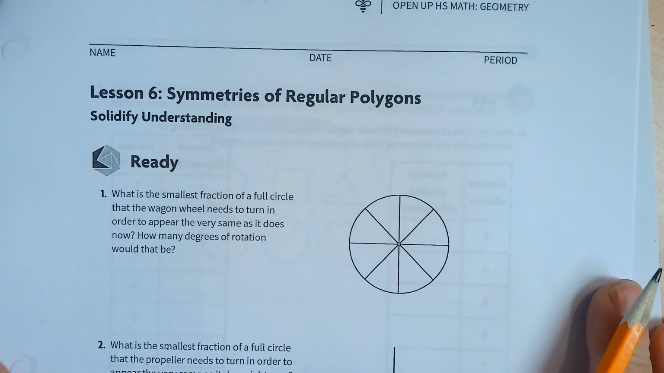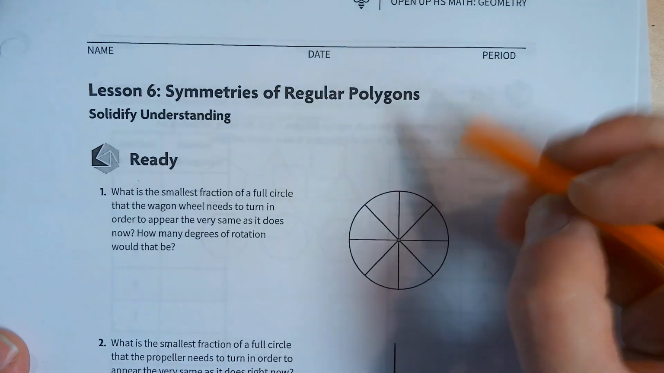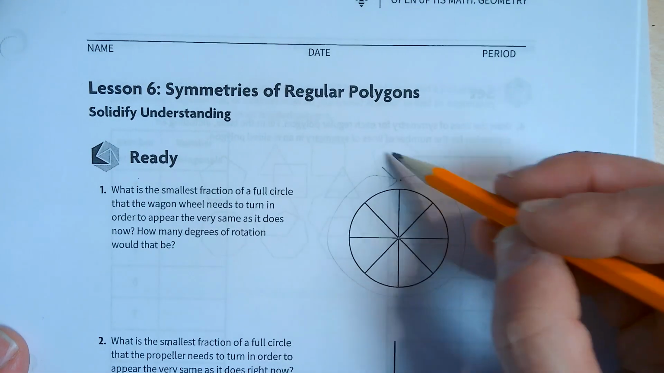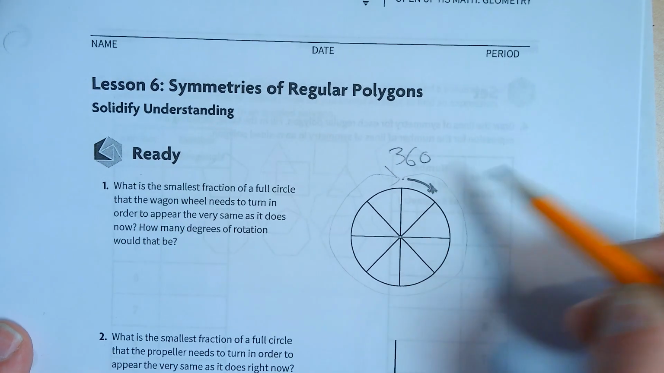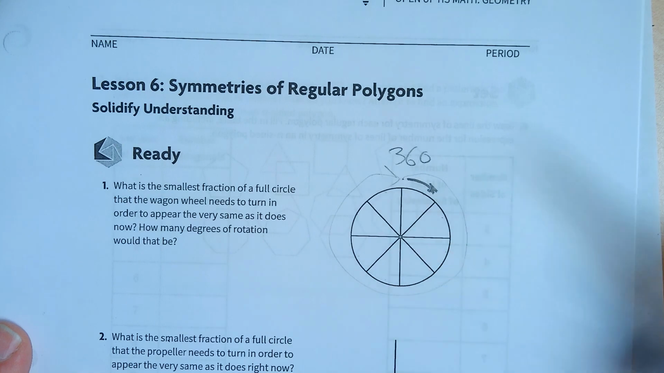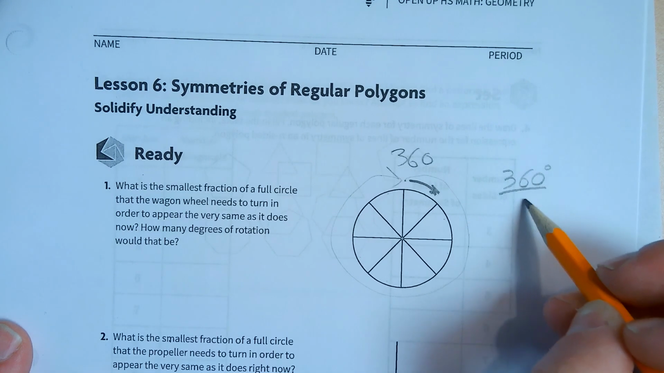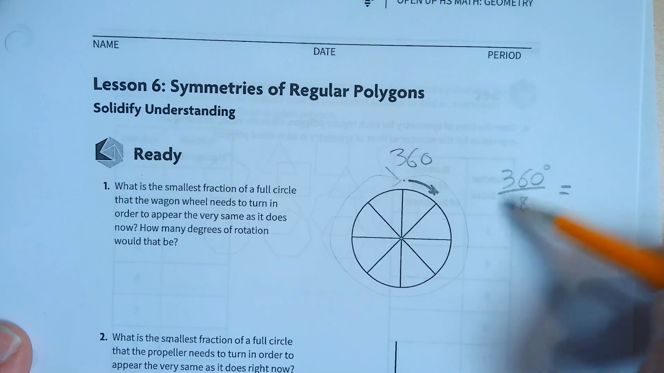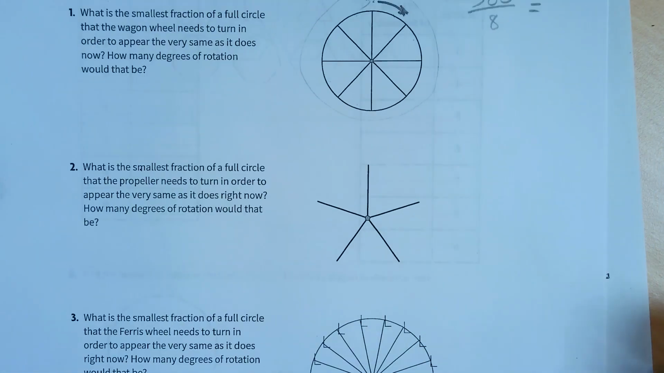What is the smallest fraction of a circle that the wagon wheel needs to turn in order to appear the very same as it does now? How many degrees of rotation would that be? Well, if it went all the way around, obviously that's 360. But it doesn't need to go all the way around. It only needs to go this far. Well, how far is that? Well, it's 1, 2, 3, 4, 5, 6, 7, 8. 1/8 of the way. Okay, grab a calculator. That's the answer. So count the sections. Divide 360 by the sections. You got it. No problem.